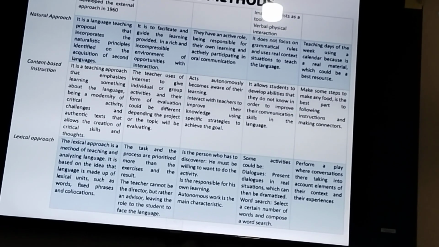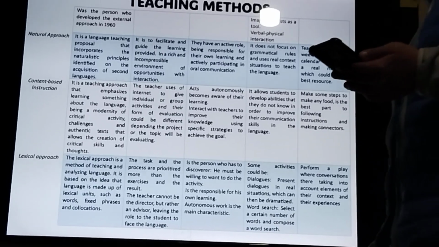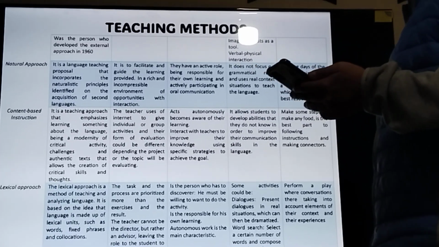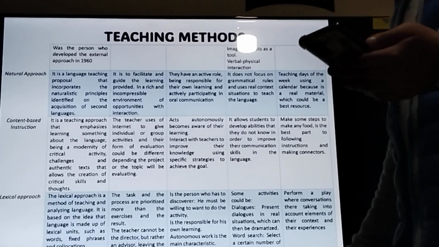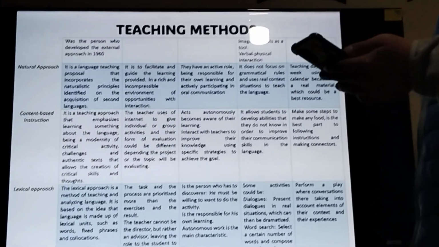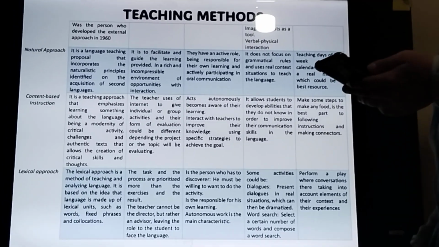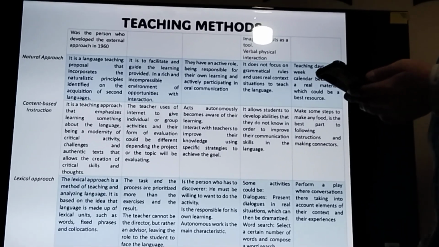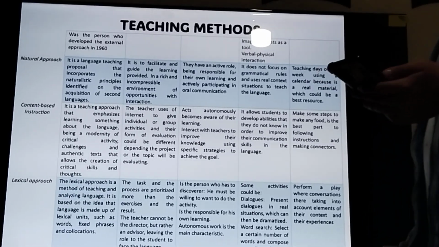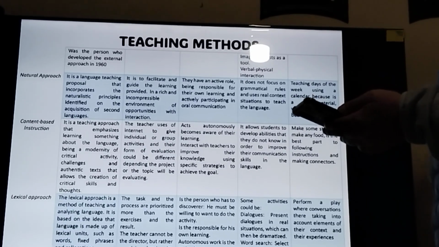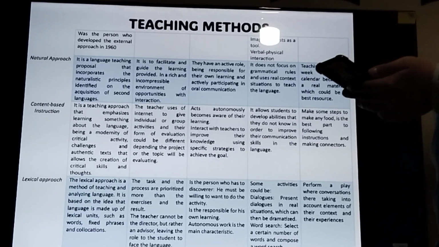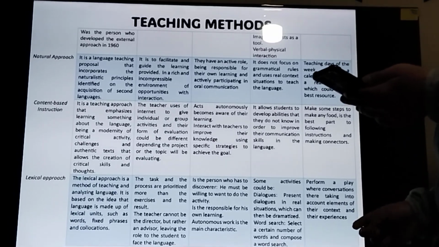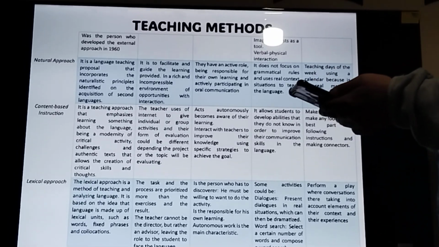The next is the natural approach. It is a language teaching proposal that incorporates the naturalistic principles identified in the acquisition of the second language. The teacher's role is to facilitate and guide the learning, providing a rich and comprehensible environment of opportunities for interaction. The students have an active role, being responsible for their own learning and actively participating in oral communication. It does not focus on grammatical rules and uses real context situations to teach the language.